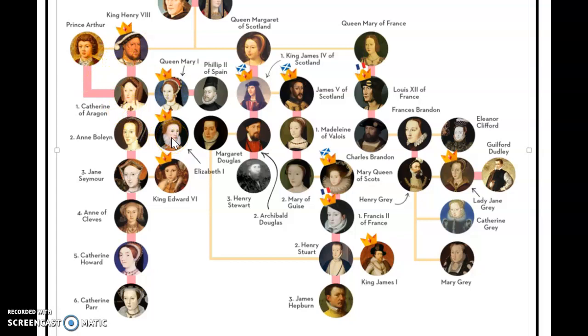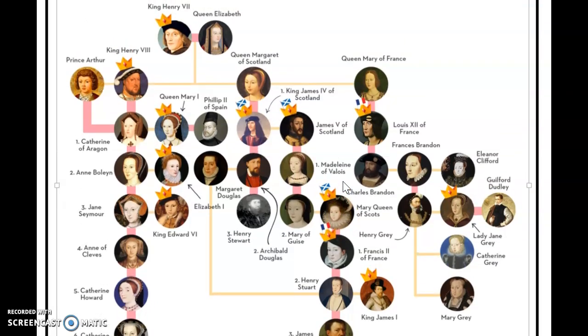So Elizabeth is brought up Protestant, and so English Catholics want to replace her with a Catholic replacement, who they pin on this woman down here, Mary Queen of Scots. Mary Queen of Scots is the granddaughter of King Henry VII, and she's the daughter of King James IV of Scotland.